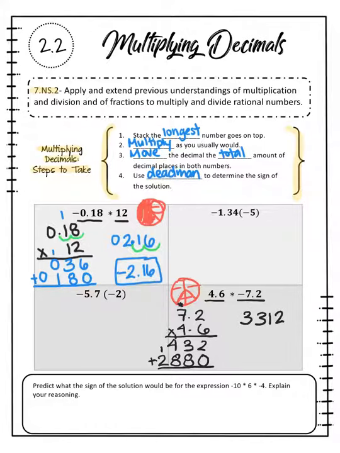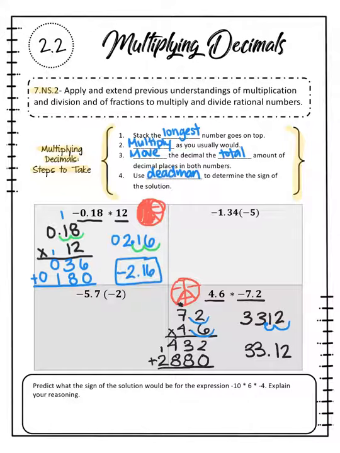But step 3 does tell us that we need to move our decimal the total amount of decimal places in both numbers. So our first number has 1 decimal place. Our second number has 1 decimal place. So in total, we have 2 decimal places. So I'm going to start at the end and move it once, move it twice. So there's my decimal point right there. So my number is actually 33.12, or 33 and 12 hundredths.